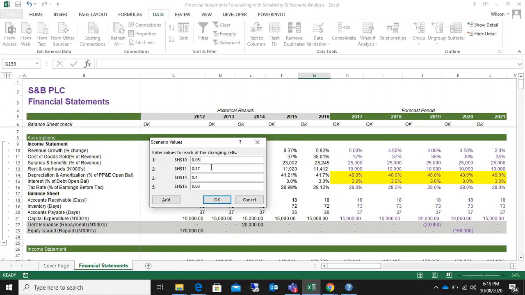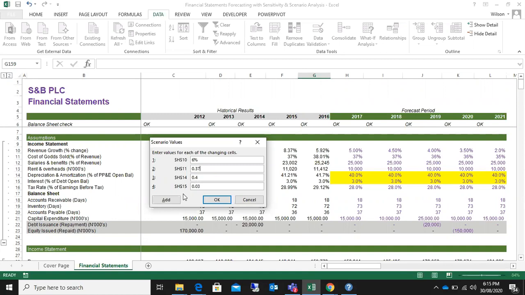Please listen. The optimistic case for revenue growth is that we expect revenue growth to be more than 5%, so we can say 6%. All right. Now, what is the optimistic case for cost of goods sold? If cost of goods sold as a percentage of revenue increases, we are not better off. If it decreases, it means our gross margin will increase. So our best case scenario would be 36% instead of 37%.